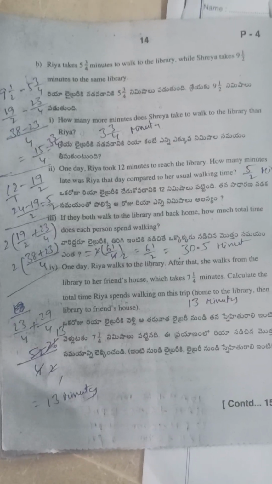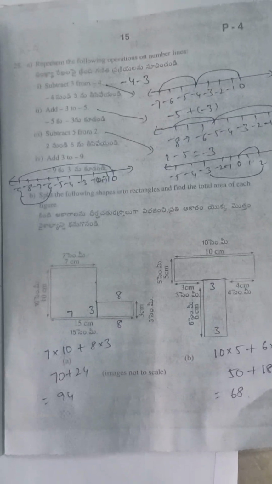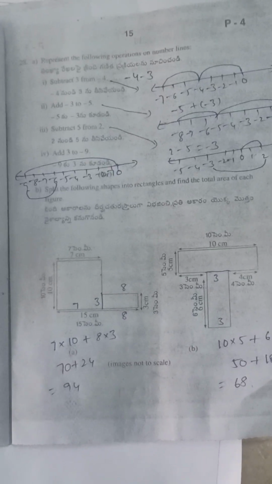Next question. It is number line. It is area of the parts, polygon shapes.